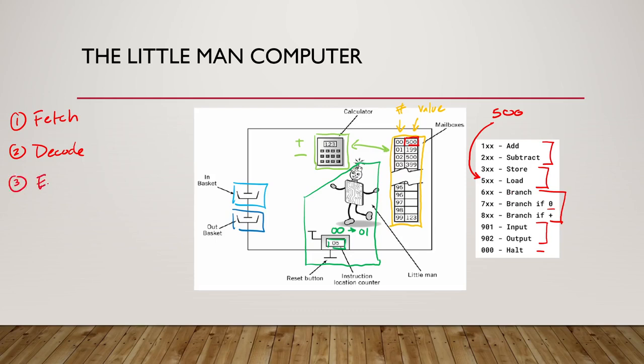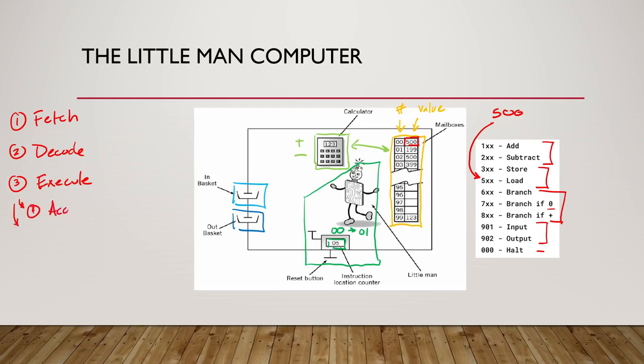The third thing the little man computer has to do is execute that instruction. So actually complete what we're trying to do here. If it's an add instruction, then what we're doing is adding a value to our calculator. If it's a load instruction, then we're getting something out of memory and putting it into our calculator. So step 3 is to actually complete that instruction. Step 3 will occasionally have 2 substeps.